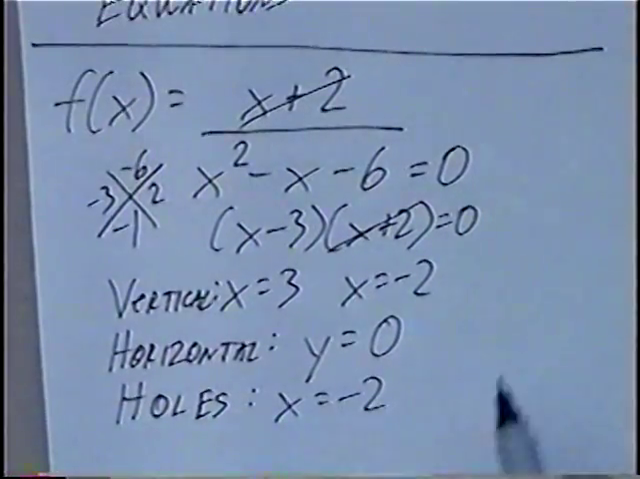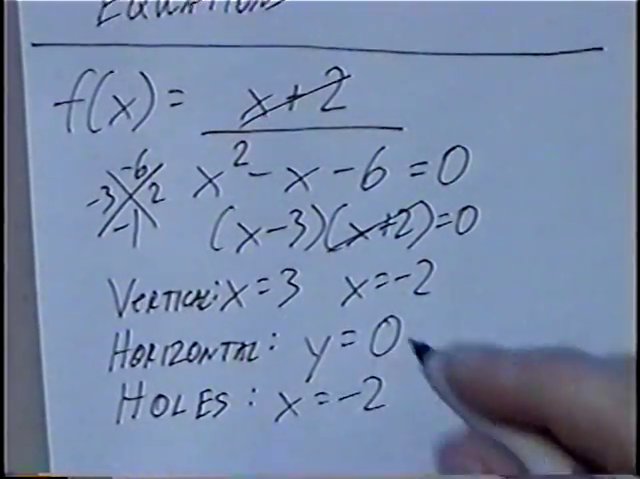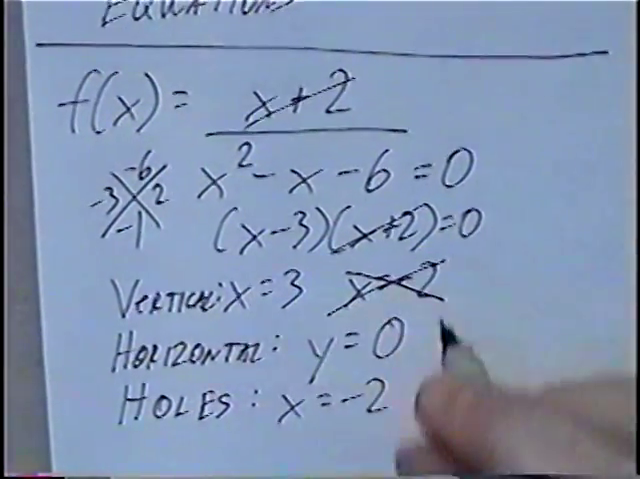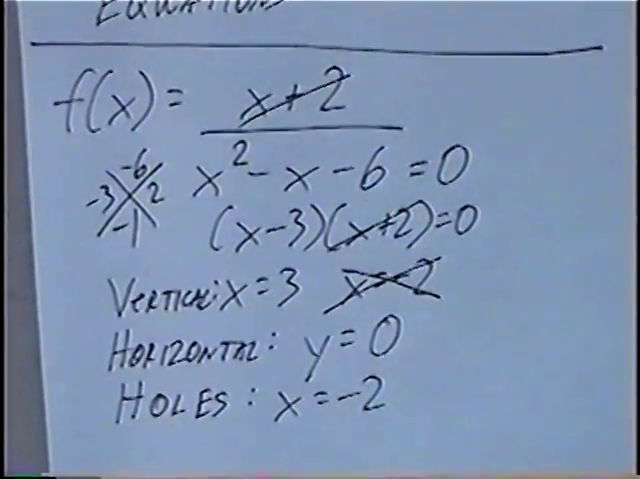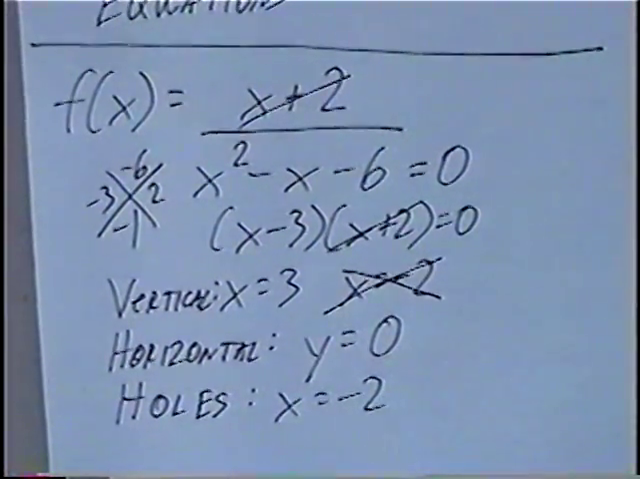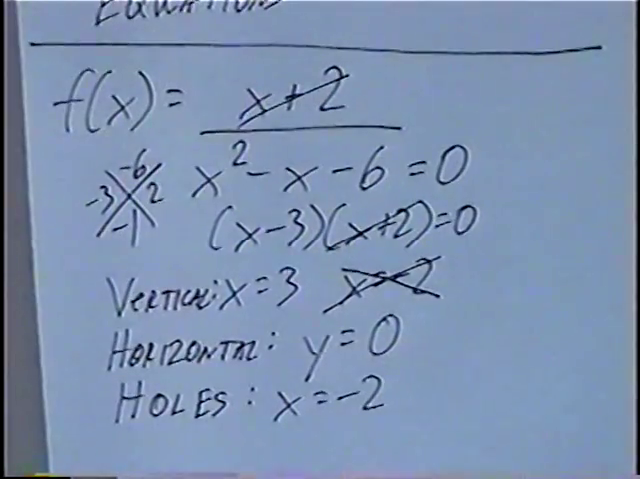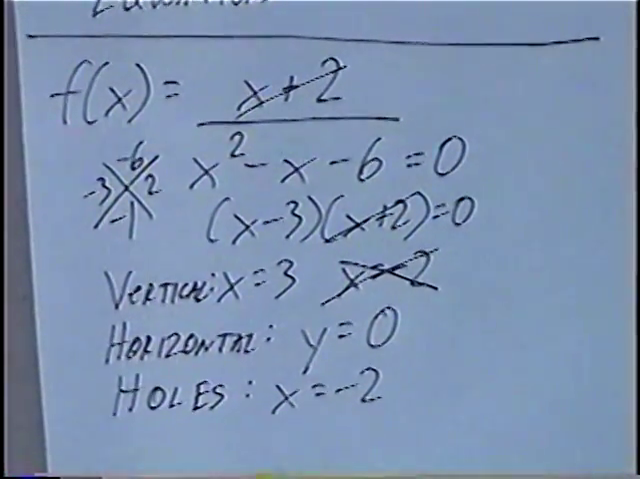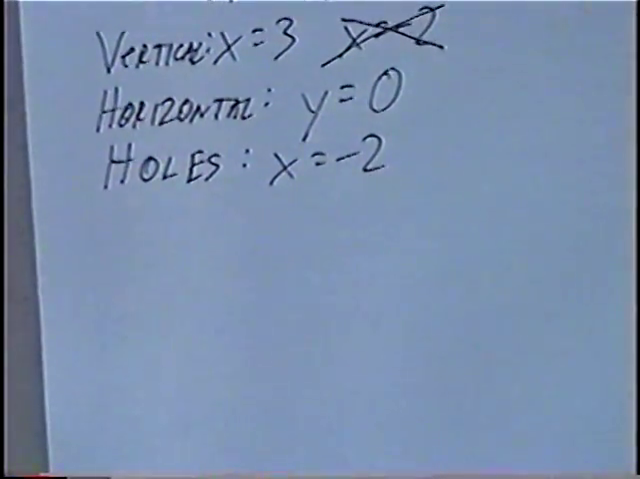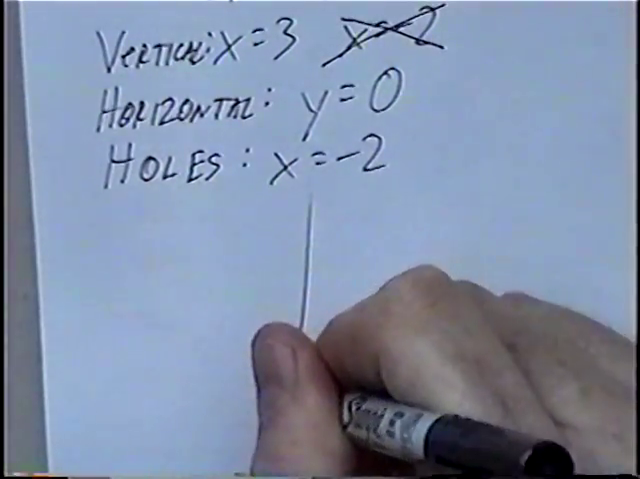And again, when you have a hole and a vertical asymptote with the same number, we can cross off the same number for the vertical asymptote. Since we're graphing, we only have to graph one, which would be a hole at x equals negative 2. From here we can draw the graph.